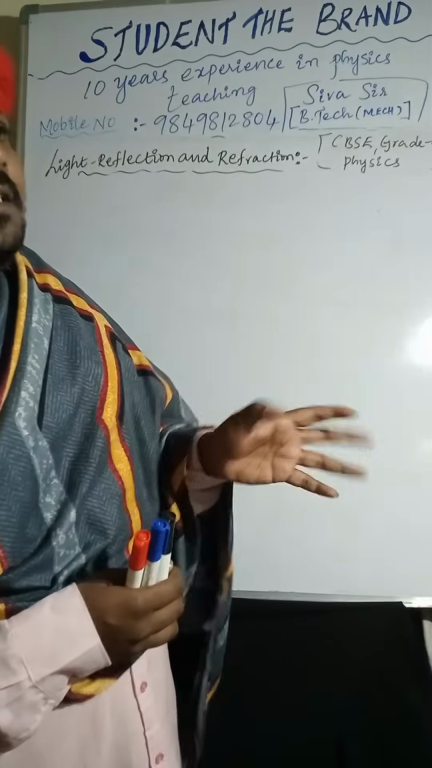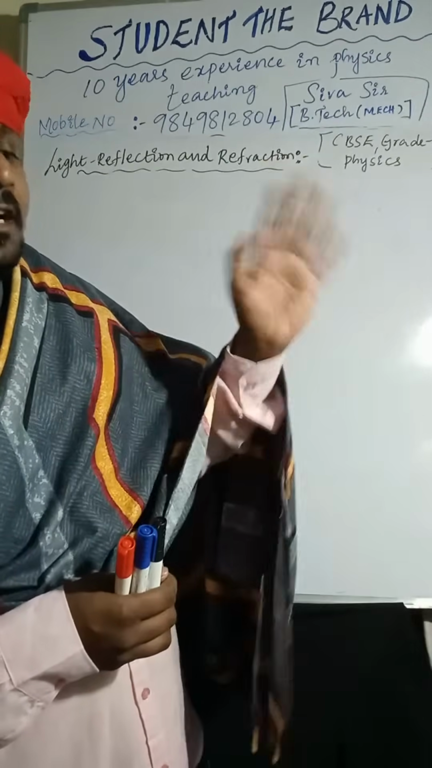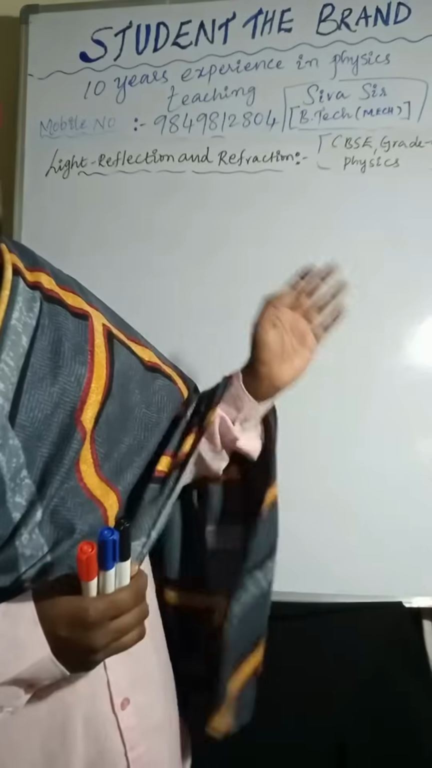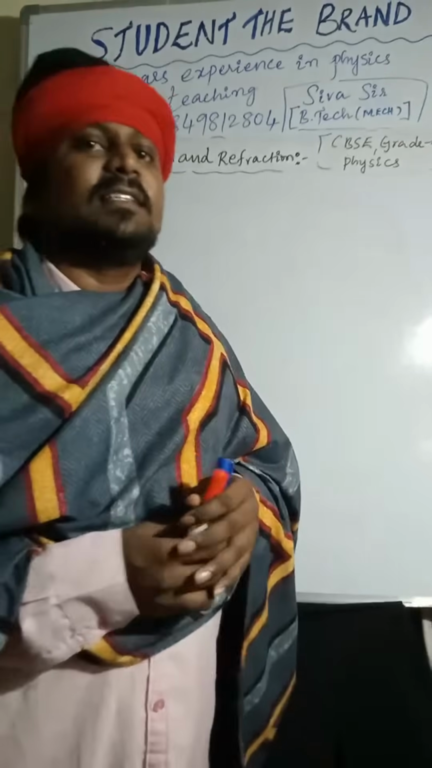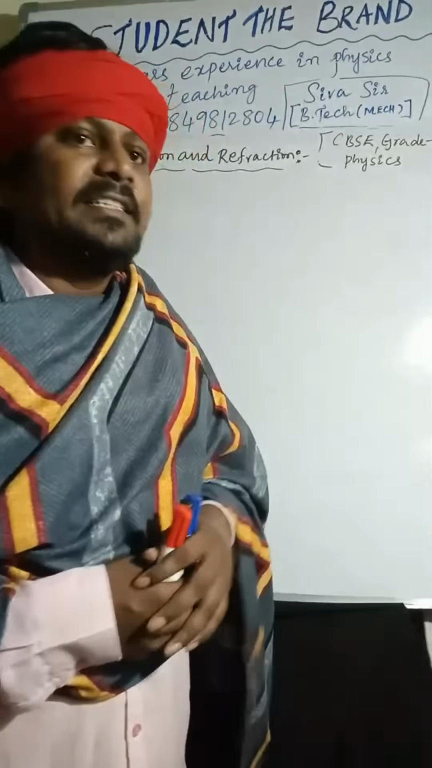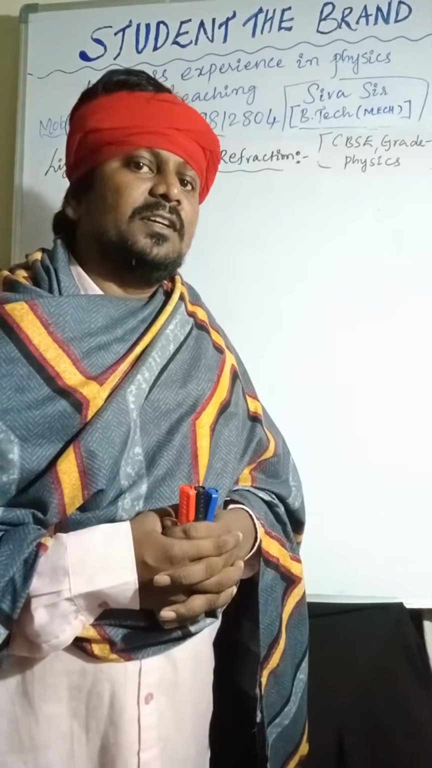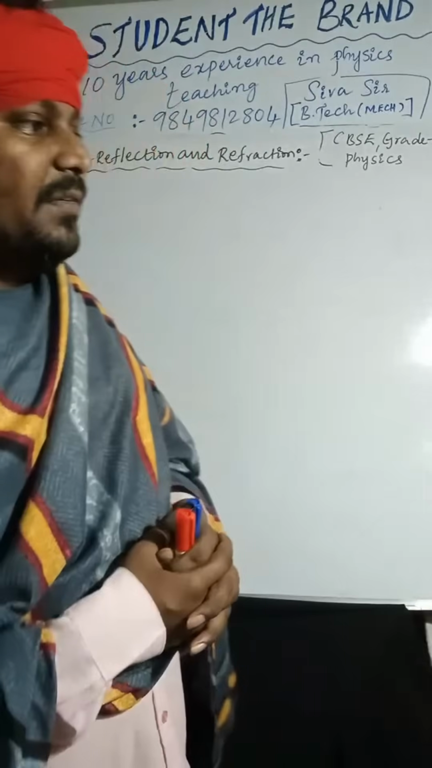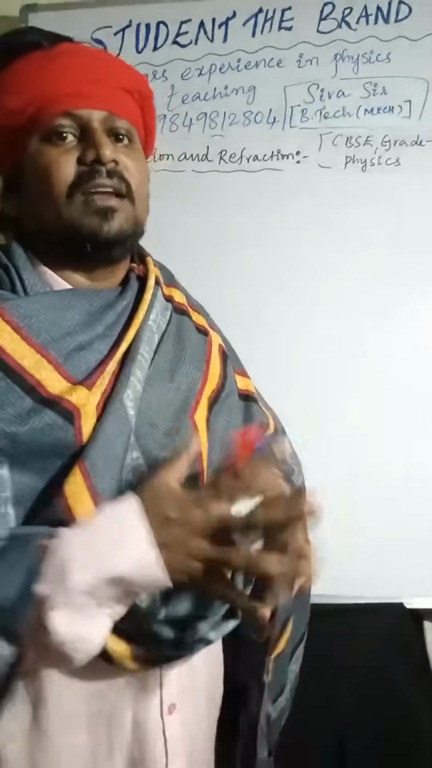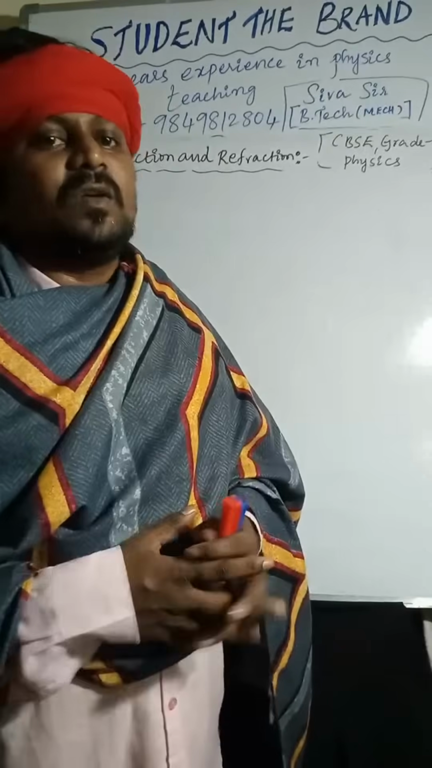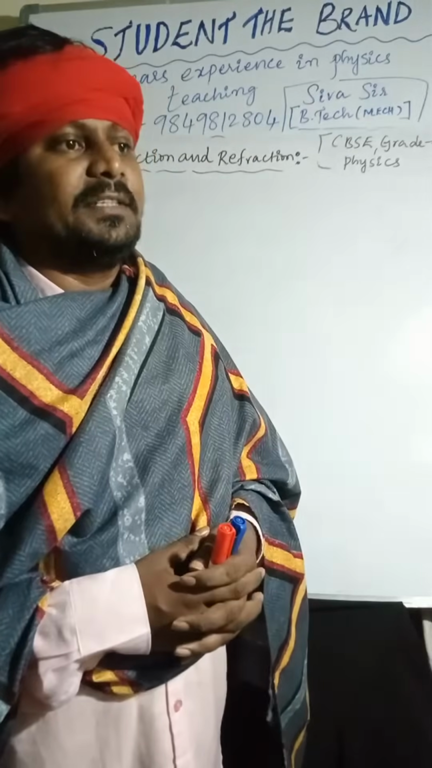Laws of reflection: the incident ray, reflected ray, and normal line lie in the same plane. Angle of incidence is equal to angle of reflection. Next, angle of deviation equals 180 minus 2 times the angle of incidence, which is also 180 minus 2 times the angle of reflection.